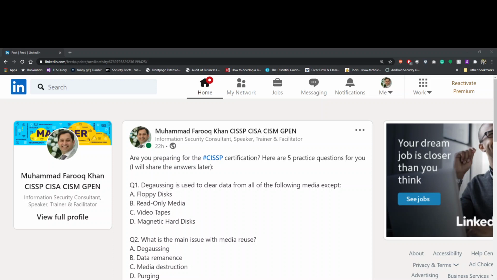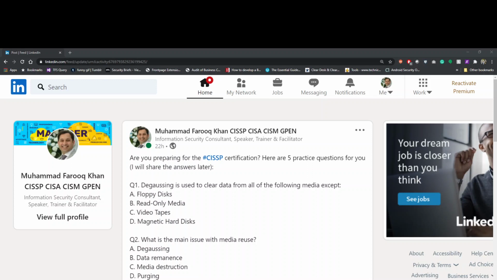So option B seems to be the best answer because floppy disk, videotapes, magnetic hard disks, all of them get affected by degaussing. The only option that's left out here is the read-only media. So that is the answer. Moving on, question number 2.